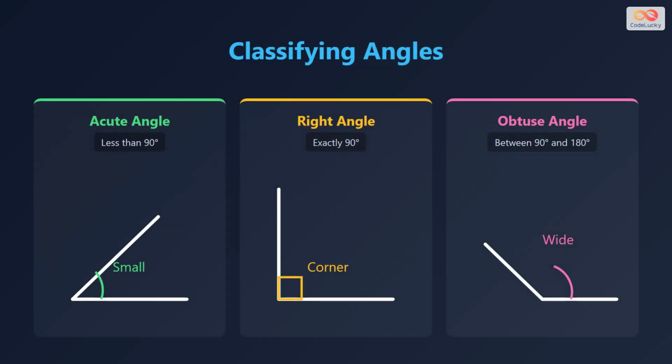We classify angles based on their size. An acute angle is small, measuring less than 90 degrees. A right angle creates a perfect corner at exactly 90 degrees. An obtuse angle is wide, measuring between 90 and 180 degrees.